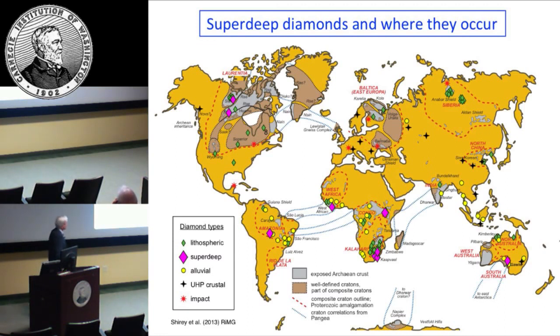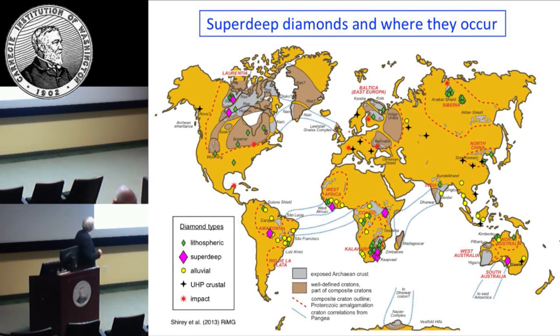Let's look and see where we find super deep diamonds. Here's a map that I've shown in many talks before. Distribution of the continents, and the oldest regions in the center of the continents, the cratons, are shown in brown. And the regions that are built up around the cratons, kind of like a zoning onion skin pattern, are shown in a darker yellow. And the super deep diamonds occur, as brought up by kimberlites that bring up lithospheric diamonds.